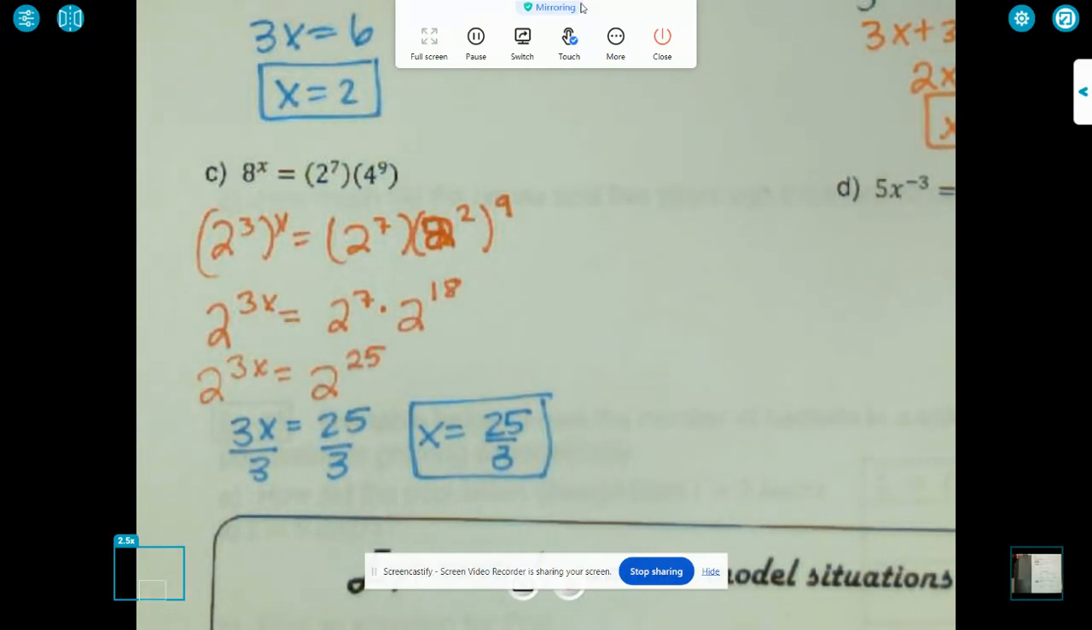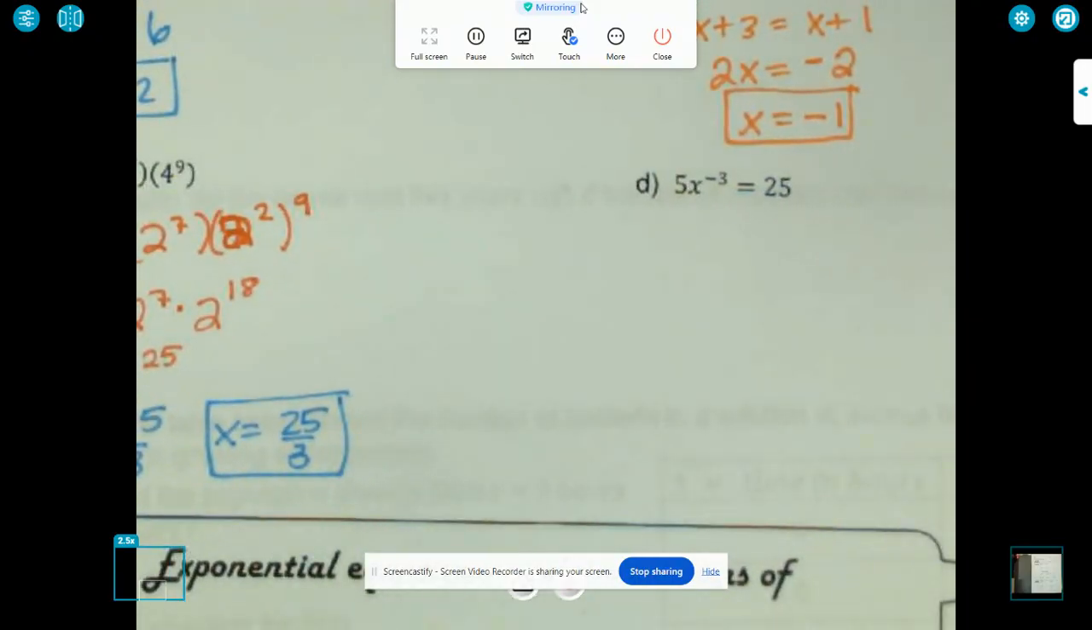All right, so on letter D. If you turn 25 into 5 squared, you can do that, right? What else could you do first on letter D? You can move the negative. What does that negative 3 go to? The x, right? Just the x. Why does it not go to the 5? Because it's not in parentheses, right?